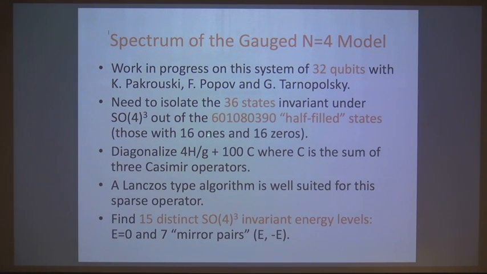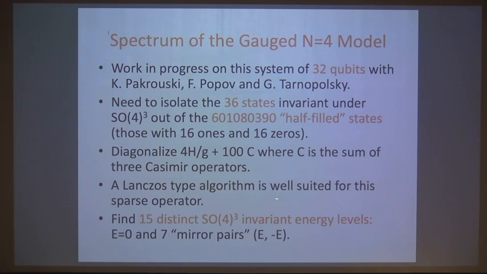It's a kind of needle in a haystack problem. We need to isolate the 36 states invariant under SO4 cubed out of 601 million half-filled states. In other words, those with 16 ones and 16 zeros, right? So this number is just 32 choose 16. So how do we do this? There is a simple trick. You don't diagonalize H. You diagonalize H plus some large number times the sum of Casimirs. Then all the states with non-zero Casimirs will be pushed way up, and you're left with only states with zero Casimirs, which are just in the trivial representations.